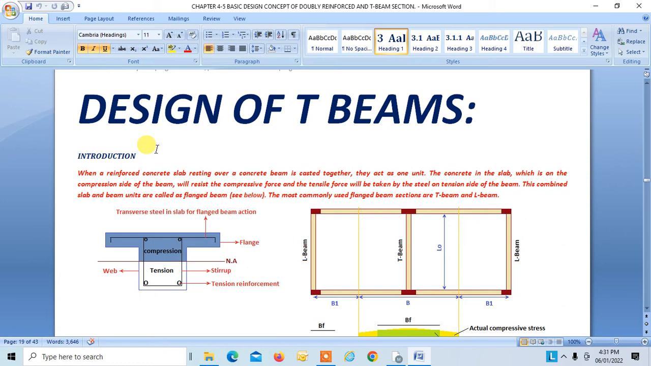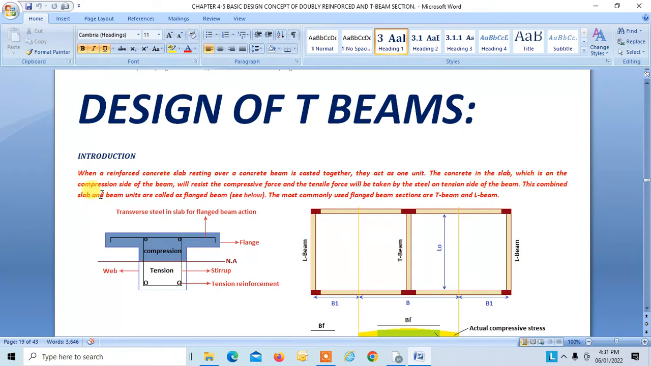Now we will see design of T-beams, that is flanged beams. Introduction. When a reinforced concrete slab resting over a concrete beam is cast together, they act as one unit. The concrete in the slab, which is on the compression side of the beam, will resist the compression force, and the tensile force will be taken by the steel in the tension side of the beam.